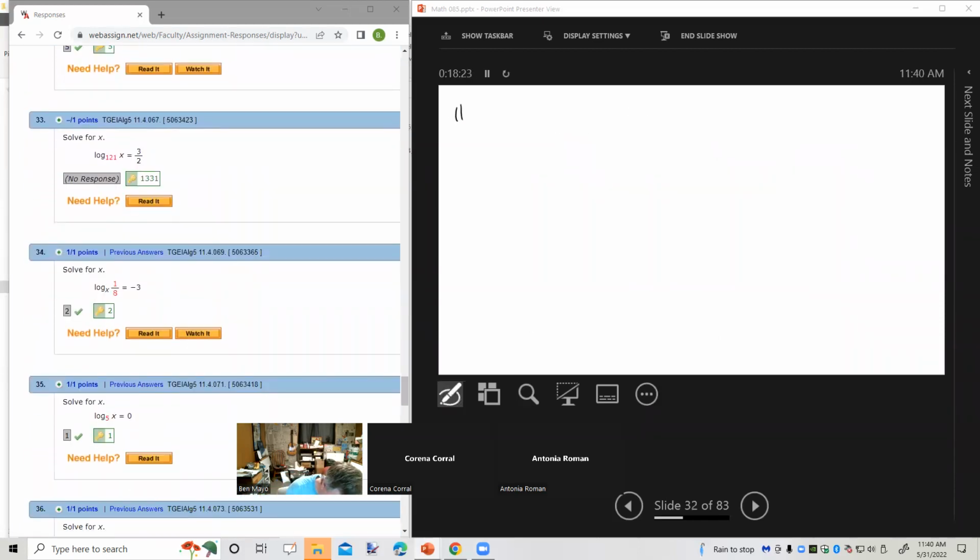33. Solve for x. Log base 121 of x equals 3/2. So we get 121 to the 3/2 power equals x. Well, that's 121 to the 1/2 power cubed, which is 11 cubed. And 11 cubed is 1,331.